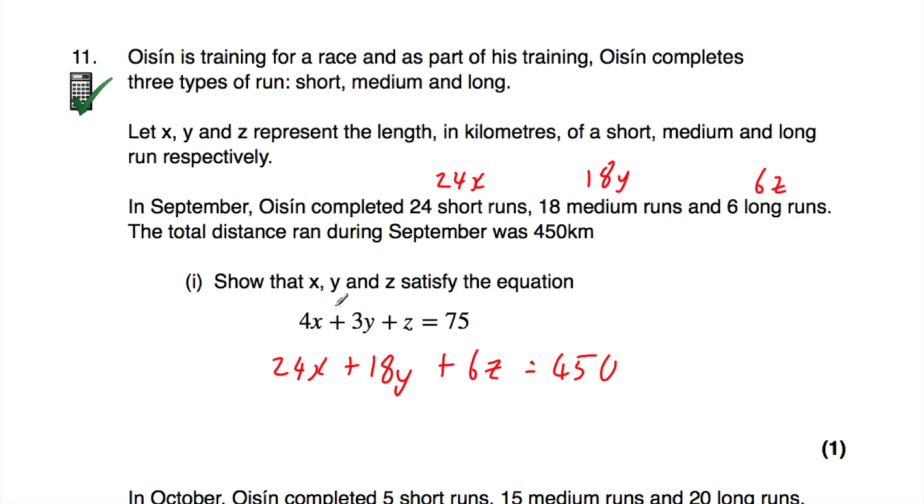Now if we have a look and see what we're trying to get to, it's not quite what we've got here, but we can actually divide the equation we've been given by a certain number to get to this equation that we want to show. And we can divide everything by 6, because if you notice we've got 6z and then z. So let's divide everything by 6 and see what we get. So on the left hand side we would get 4x plus 3y plus z. And on the right hand side, if we do 450 divided by 6, we get 75. So that's it. So we've shown that equation.